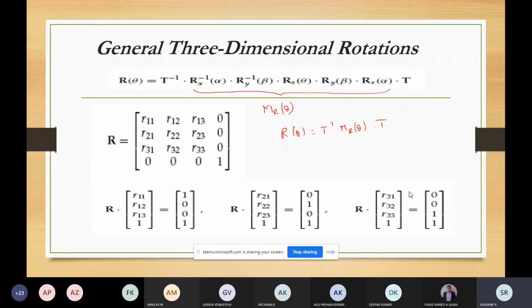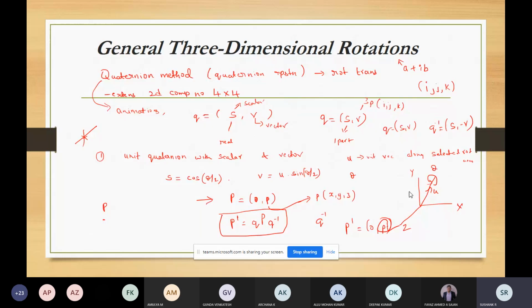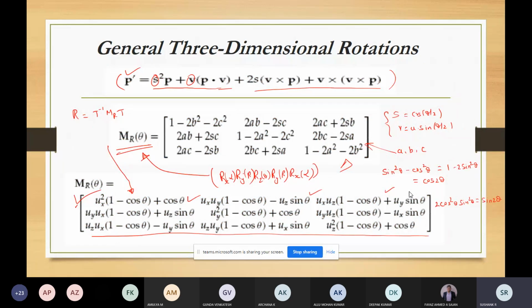The translation and inverse translation you can derive if you know the concept, and also Rz of theta, but Rx of alpha and Ry of beta you should know, with respect to the x-axis and the z-axis. I've seen this in one of the question papers, so you need to remember the equations. This is regarding general three-dimensional rotation.